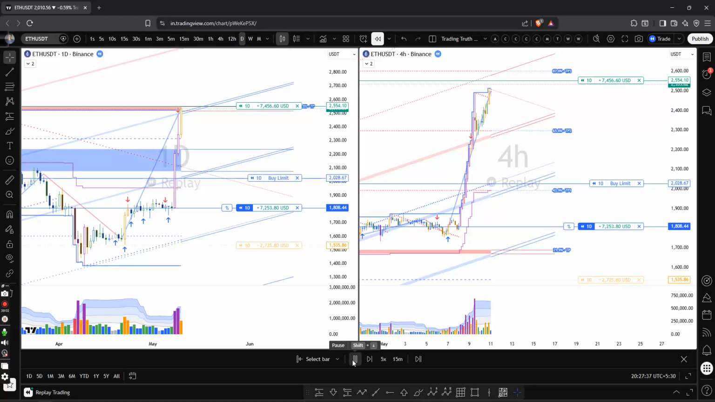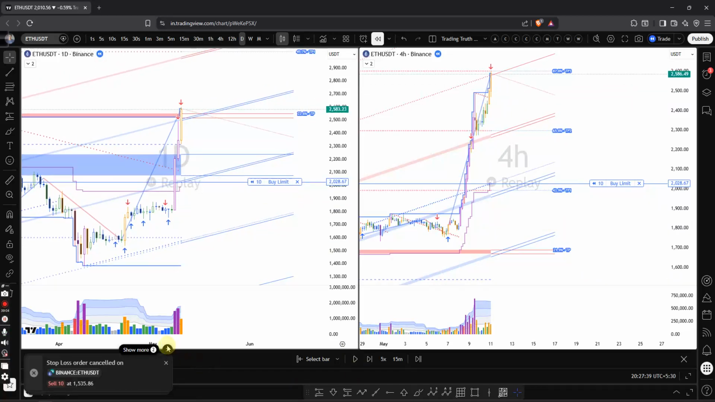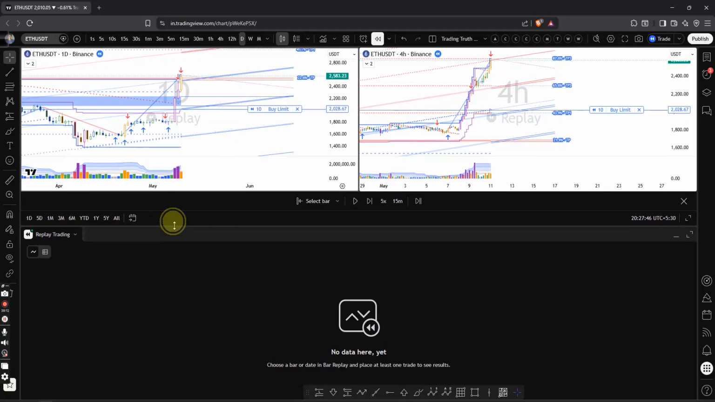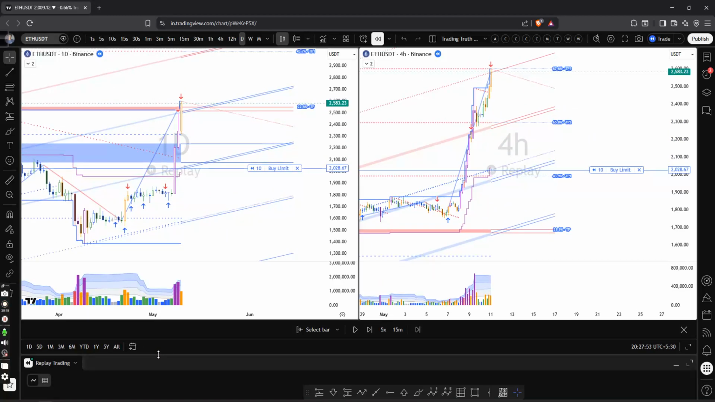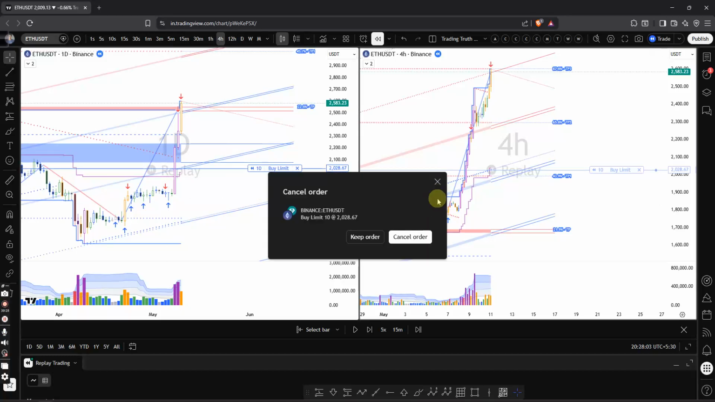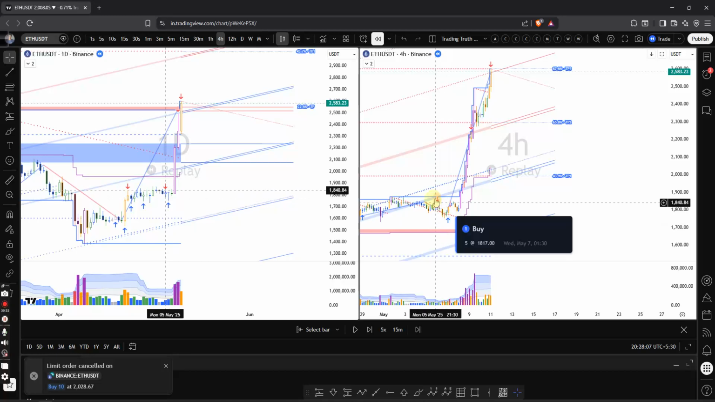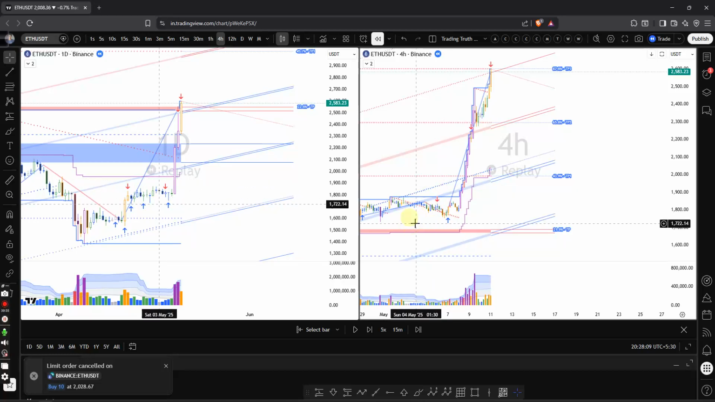And I think it's just gonna hit our target. Yeah, it already hit our target. So you can see, guys, all the data are gone because the trade is exited, right? Okay. So basically, you can see all these trades that we took here.